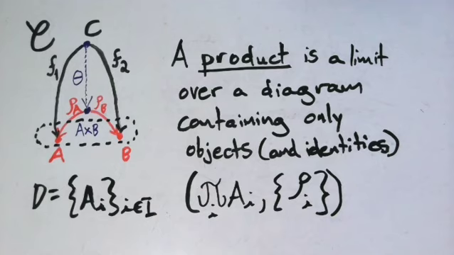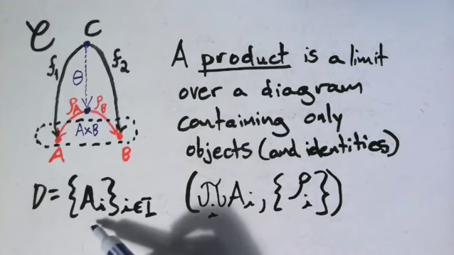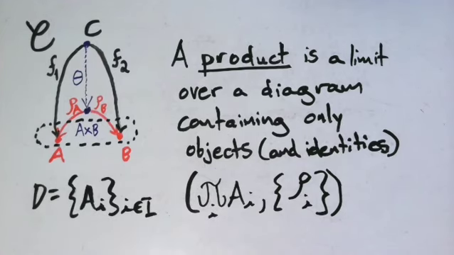And in certain categories, it's the case that only finite families of objects have a product within the category. So if only finite diagrams like this, where this I is some natural number n, then we would say that the category has finite products, or has all finite products.